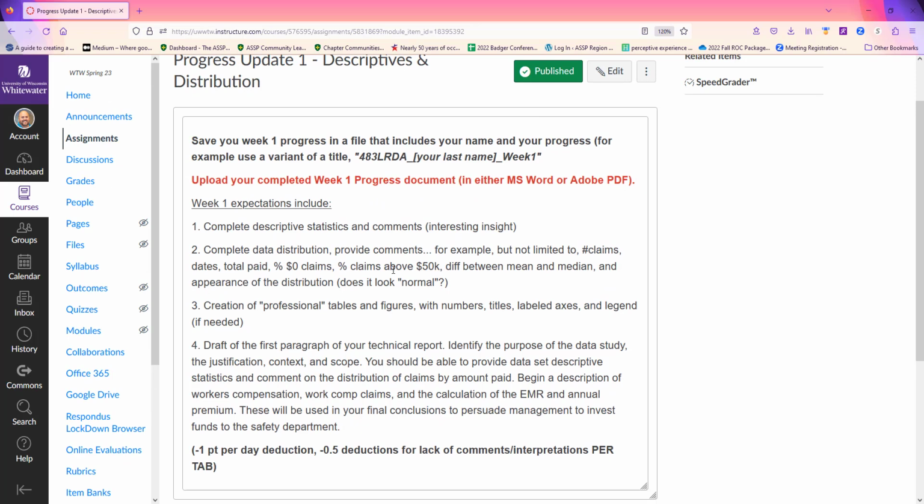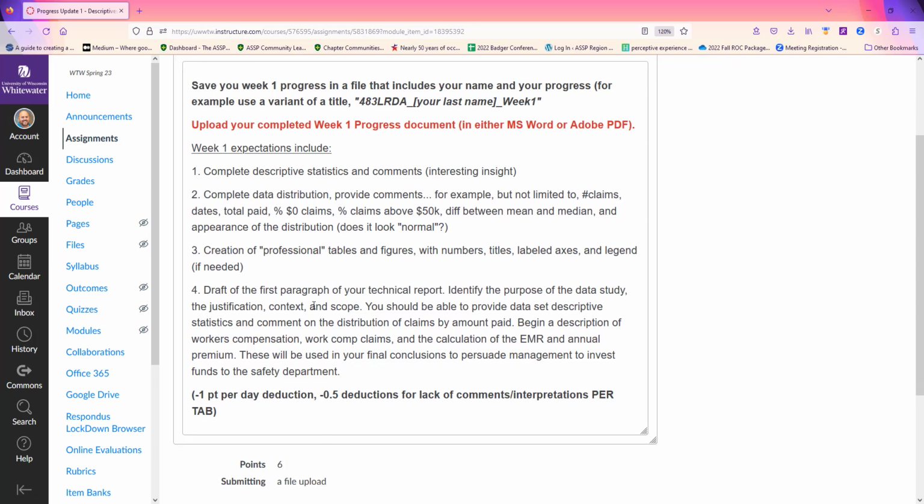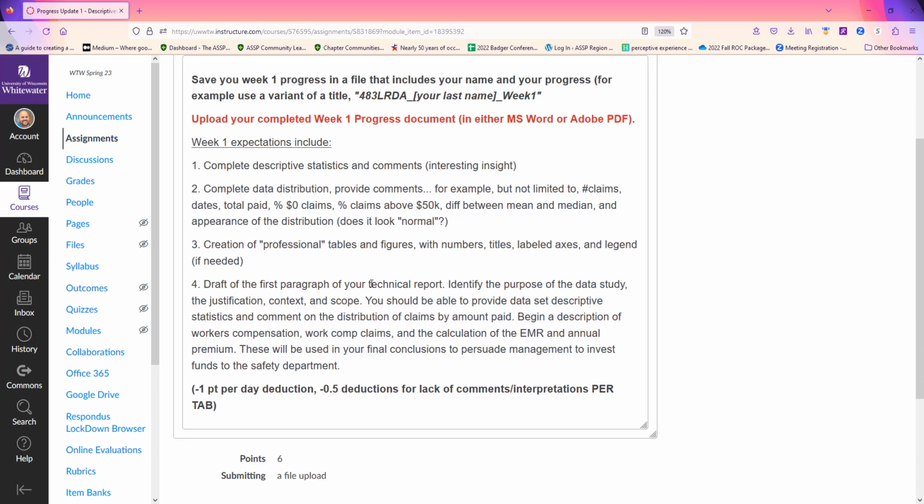So by Sunday, what you need to do is complete the descriptive statistics with comments, complete the data distribution with comments. I would like you to try to make those tables and figures good looking, and it'd be great if you could copy and paste those into the assignment. And then start working on your technical report. The first paragraph is just really the scope and objectives, the scope, context, and justification. You've already been kind of working on that, so it's good to start that now.